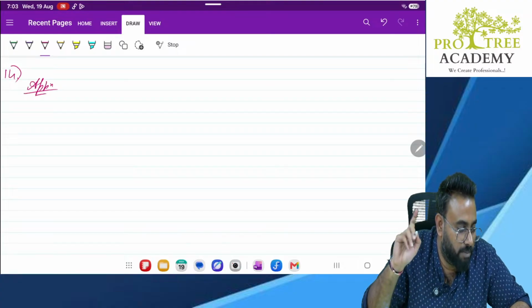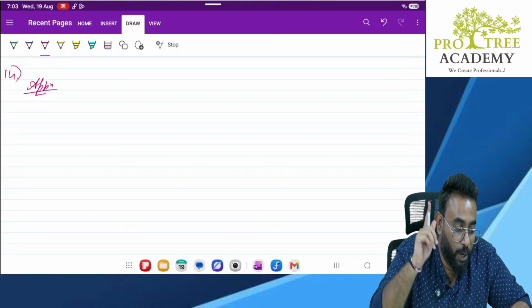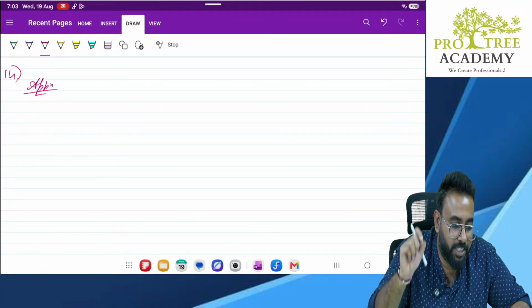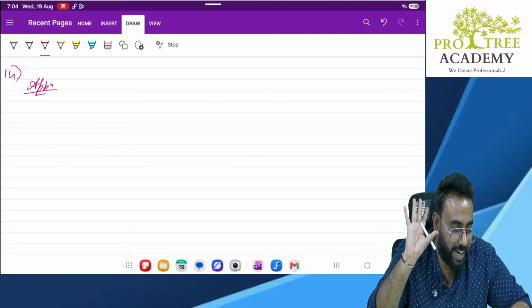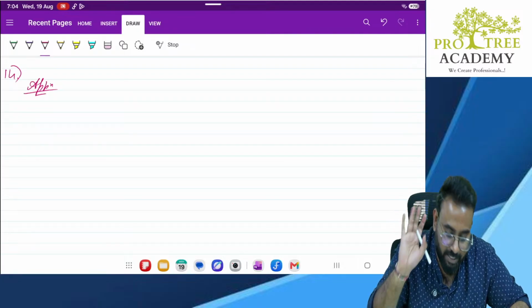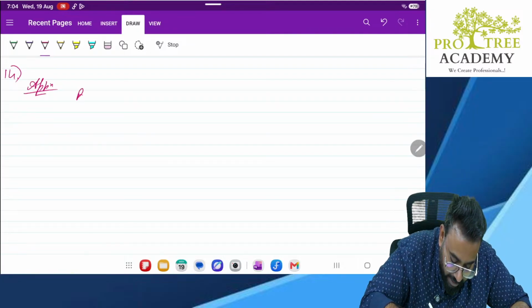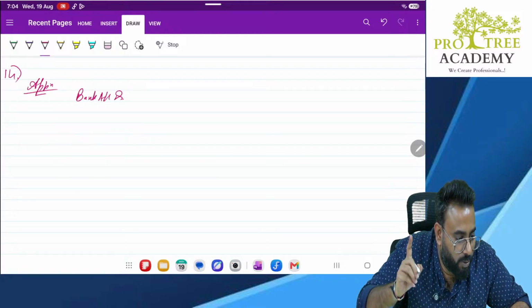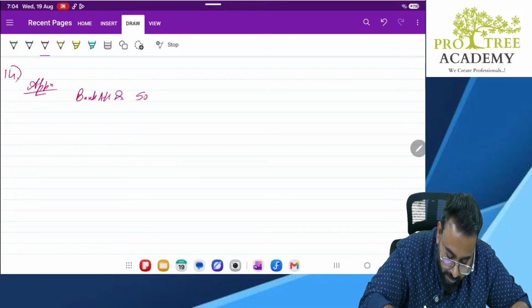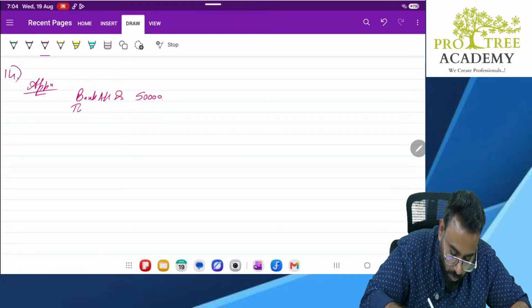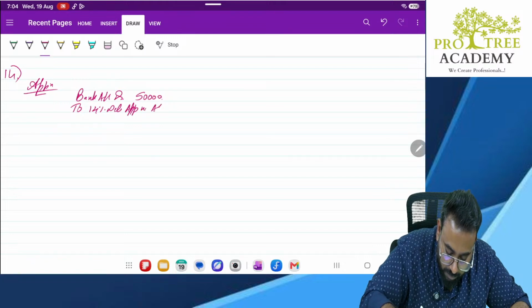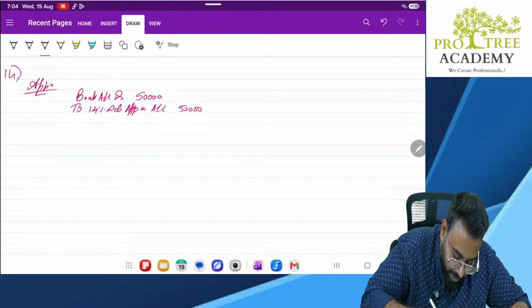Okay. Illustration number 14. 2000 debentures, 14% debentures of 100 each issued at a discount of 5 rupees. That is, 95 rupees is the debenture money. So on application, what is the entry? Bank account debit. 2000 into 25. That will be 50,000. To 14% debenture application account, 50,000. Next, allotment.